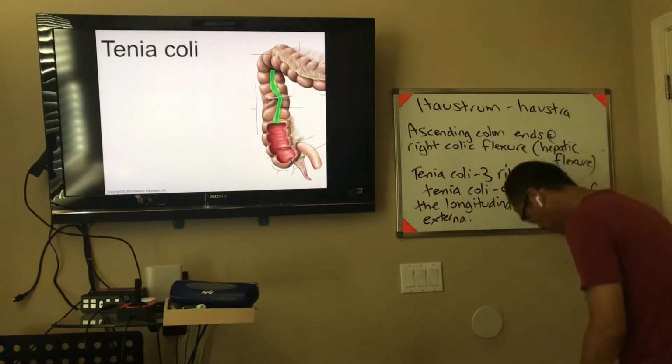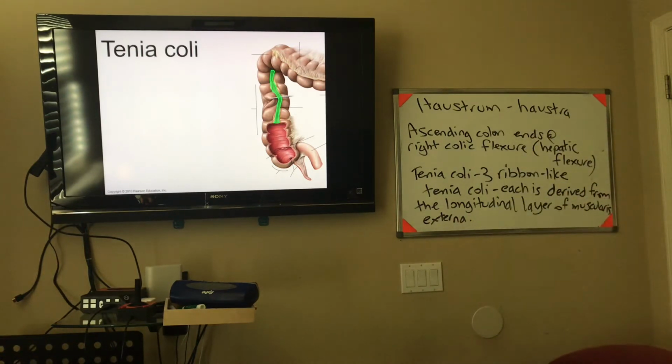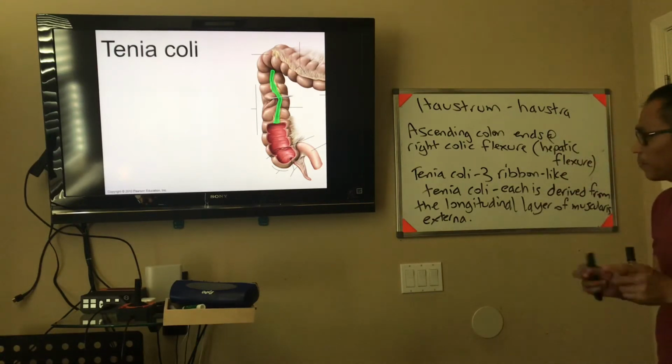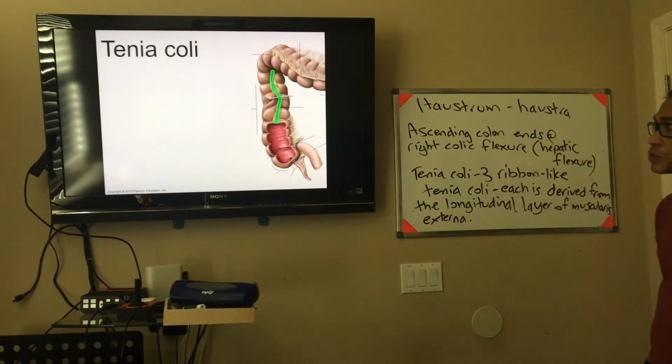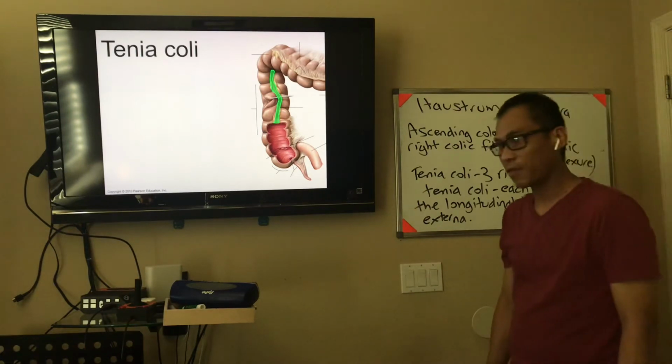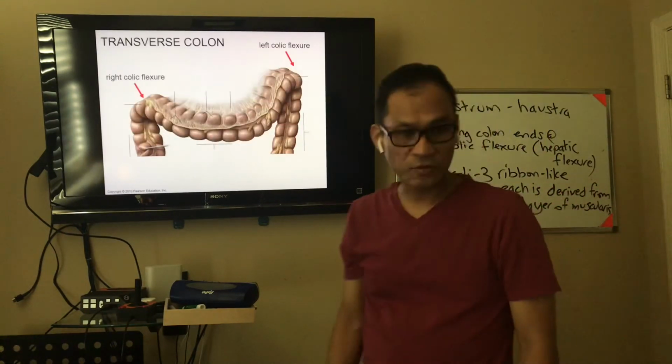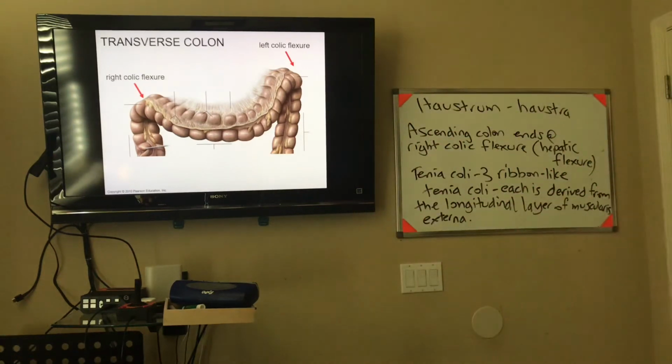Now, the muscularis externa, the longitudinal part, is a full layer in other parts of the GI tract. But here in the large intestine, it's reduced just to three ribbons, and we call it the taenia coli. There's the transverse colon from one red arrow to the other red arrow.